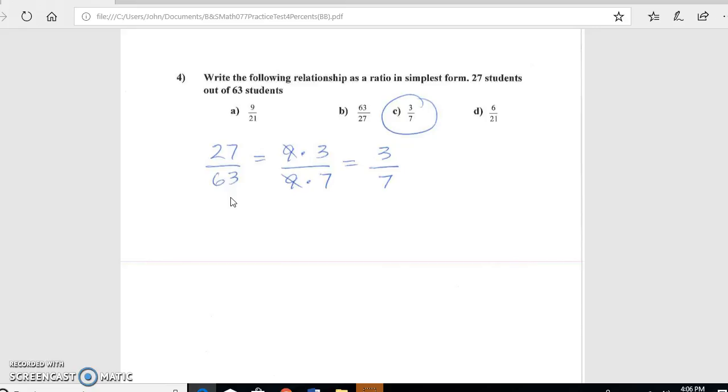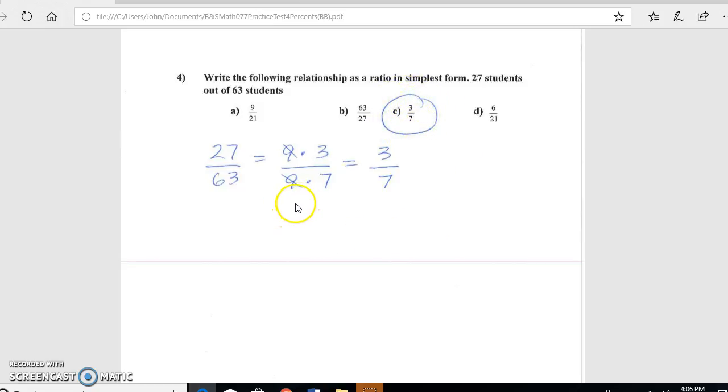So we can set up the ratio as a fraction, but then we always need to reduce it to its simplest form. And if you plug this into your calculator using the fraction key and hit the equal sign, your calculator will automatically reduce it down to 3/7, which would be our answer here, letter C.